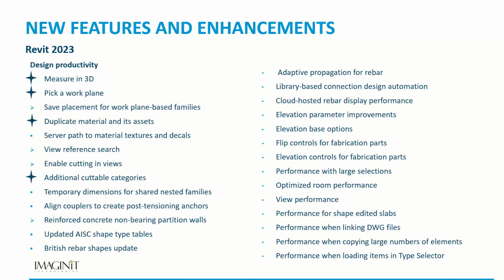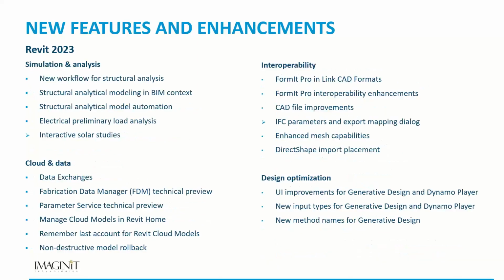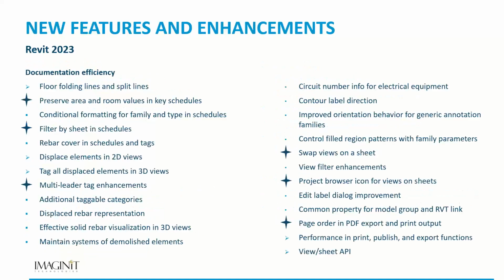Now you'll notice the big star or plus sign that I put. These are some of my personal favorites. So when you see that symbol, that icon, it's going to show that that's one of the ones that I think have been sorely needed and that we will benefit from. Within the simulation analysis, interoperability, cloud and data, design optimization, we're looking at around 24 new features and enhancements. Documentation efficiency, again, when you see the plus sign.